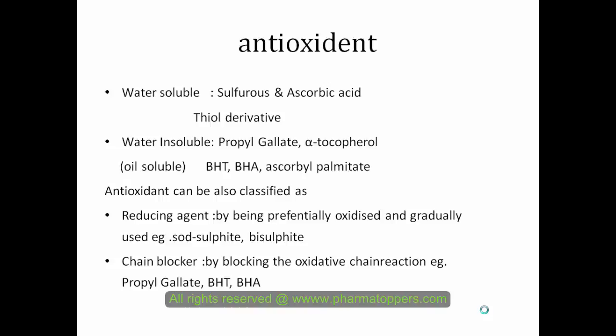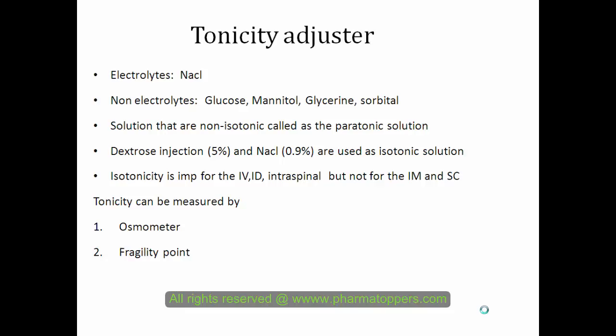Here, antioxidants can also be classified as reducing agents. Reducing agents act by being oxidized and gradually used up, such as sodium sulfite and bisulfite, which are water soluble, and chain blockers, which work by blocking the oxidative chain reaction. Examples are propyl gallate, BHA, BHT. Coming to the next slide, that is tonicity adjuster.